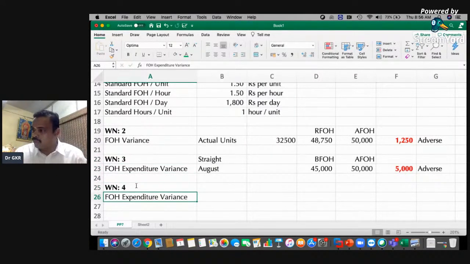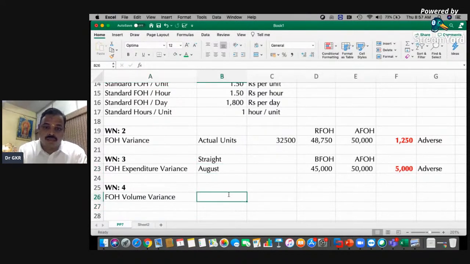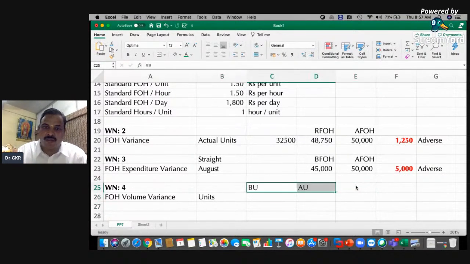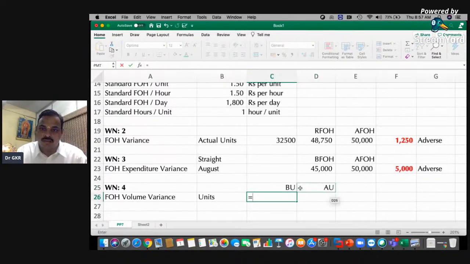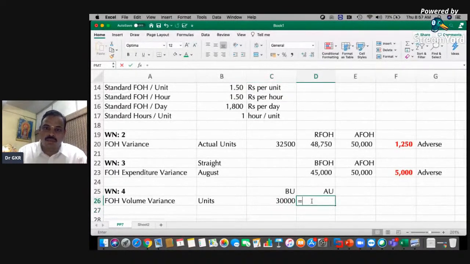So what is your working note number 4 here, guys? Volume. Now here, volume means units. Units between budgeted units and actual units. So straight away, budgeted units and actual. What is your budgeted units, guys? Your budgeted units is 30,000. Your actual units is how much?